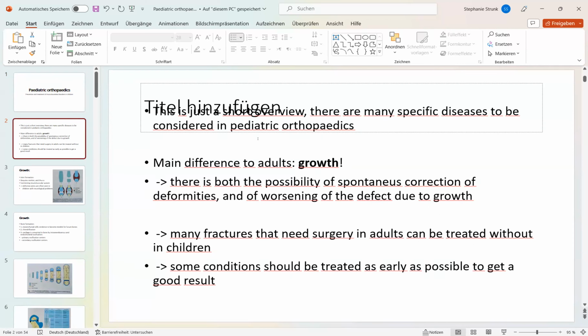Many fractures that need surgery in adults can be treated without surgery in children. You can accept a lot more deformity in a 4, 5, 6-year-old with a fracture than you can in adults. If you look again after 2, 3 years, the deformity will be gone, especially in the upper extremities. But some conditions should be treated as early as possible to get a good result, because growth will just make the problem worse and worse. The treatment is easier if you start early.